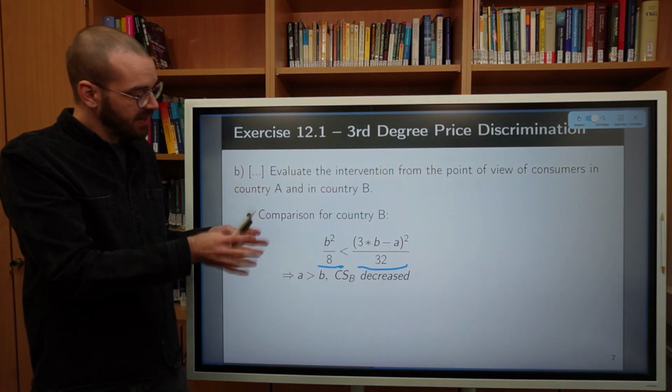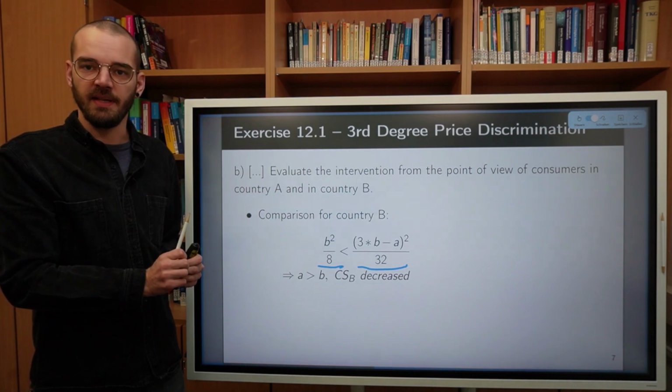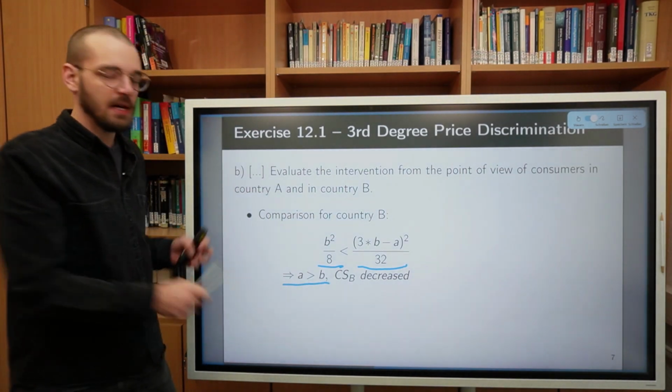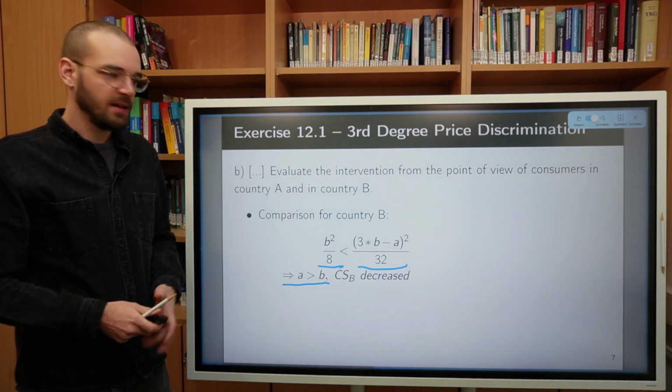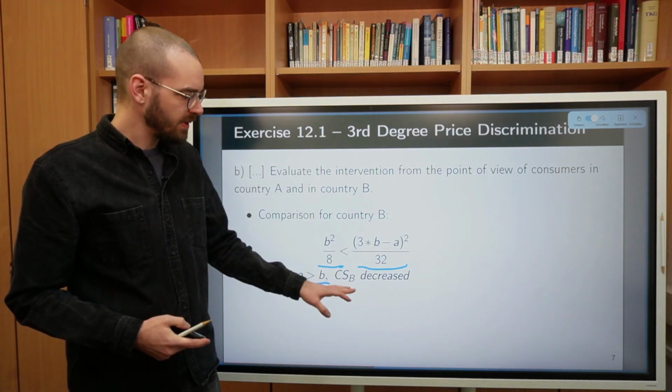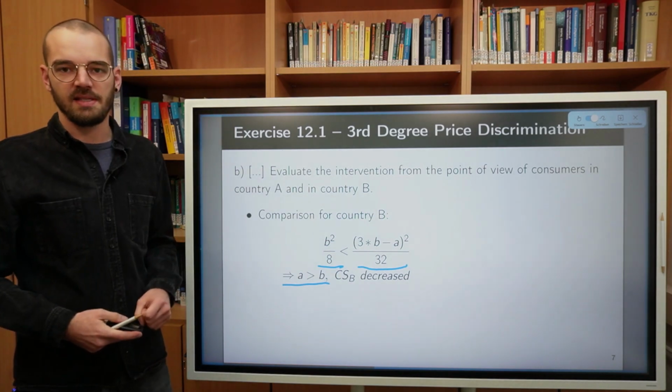become bigger when abolishing price discrimination, as long as this statement down here is true. So as long as A is bigger than B, we see that consumer surplus in country B decreased, right?